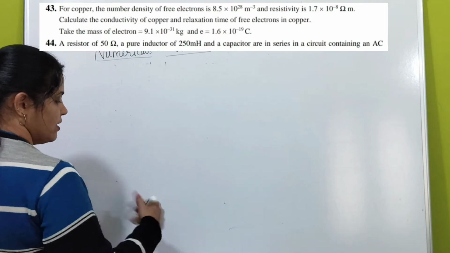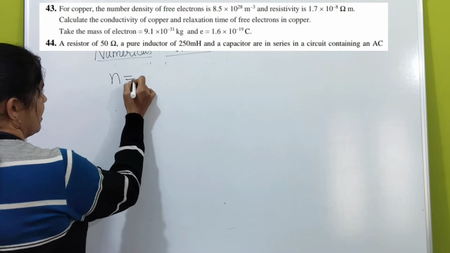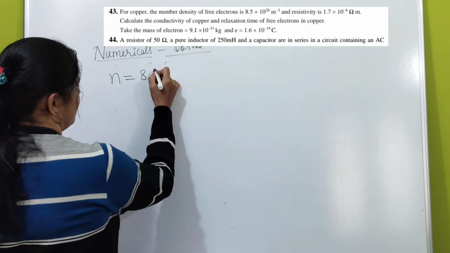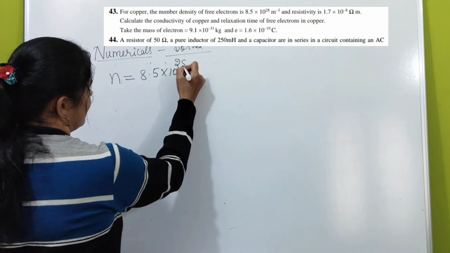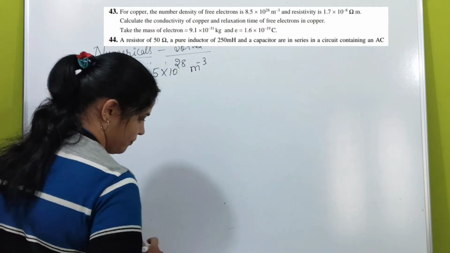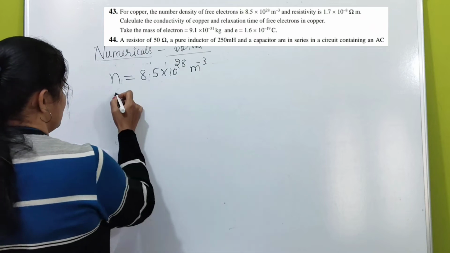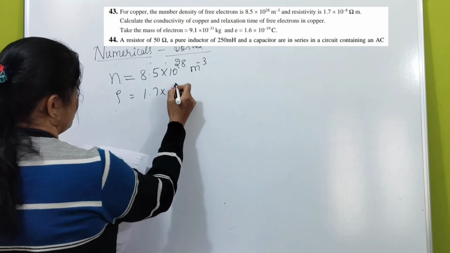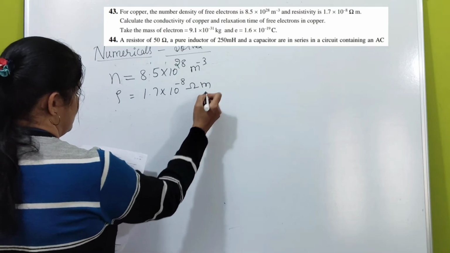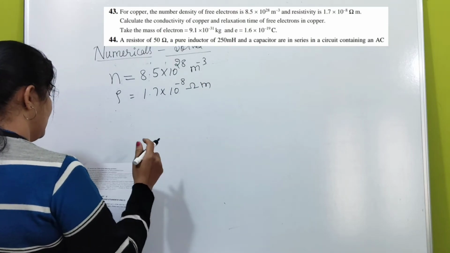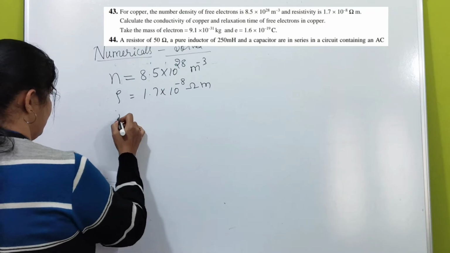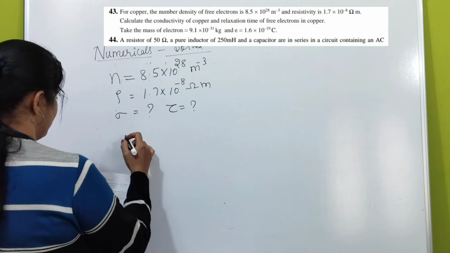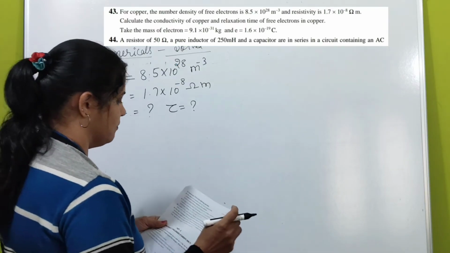So what is given? First write down the data given, which is number density is 8.5 into 10 to the power 28 per meter cube. Resistivity rho is equal to 1.7 into 10 to the power minus 8 ohm meter. So you have to find out conductivity as well as relaxation time. Mass of electron and charge of electron is given.